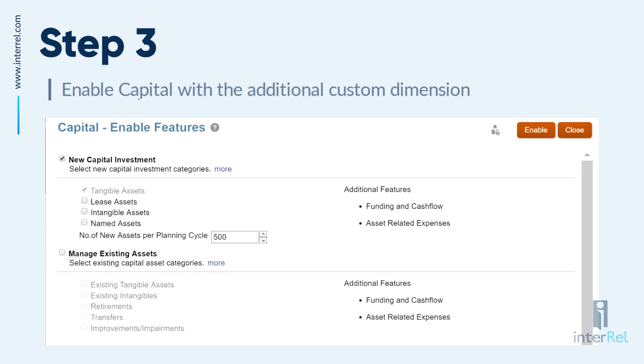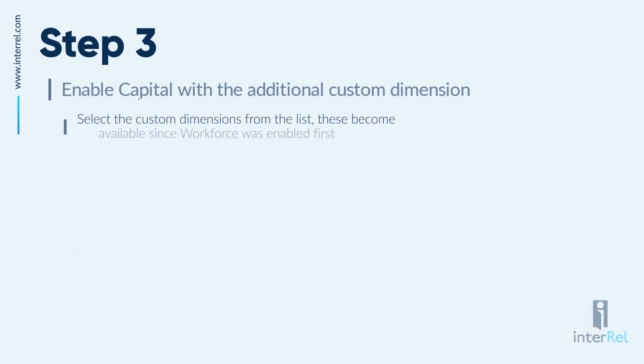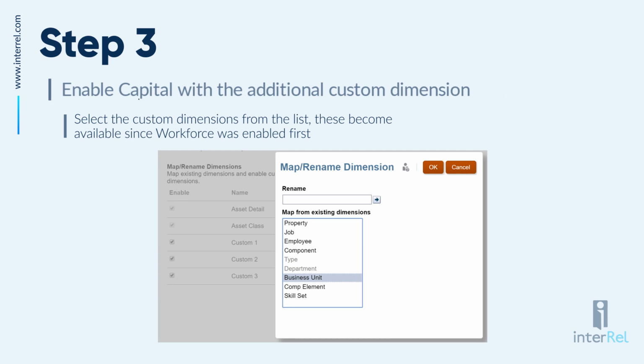Like we did with Workforce, we selected the exact same features for Capital that had been originally selected in test. In our example, this was only new capital investment for tangible assets, with the number of new assets set to 500. We did not select Manage Existing Assets. In the section for Map Rename Dimensions, we added Type as Custom 1 and Department as Custom 2, just like it was done in test. Then we added Business Unit as Custom 3.